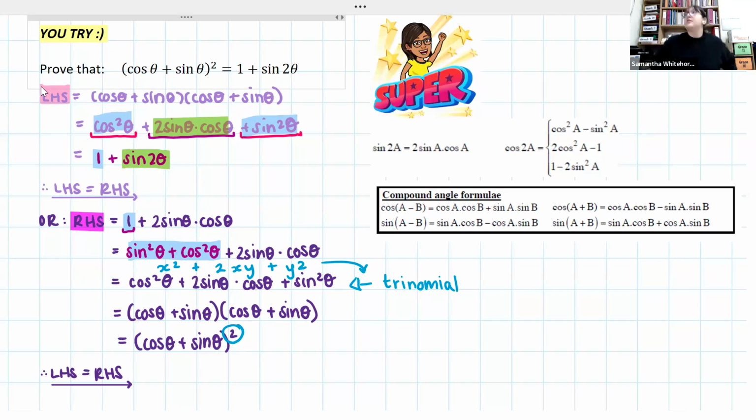All right, so I'm going to leave that there for a second, take a screenshot, and we're going to have a look at another example.